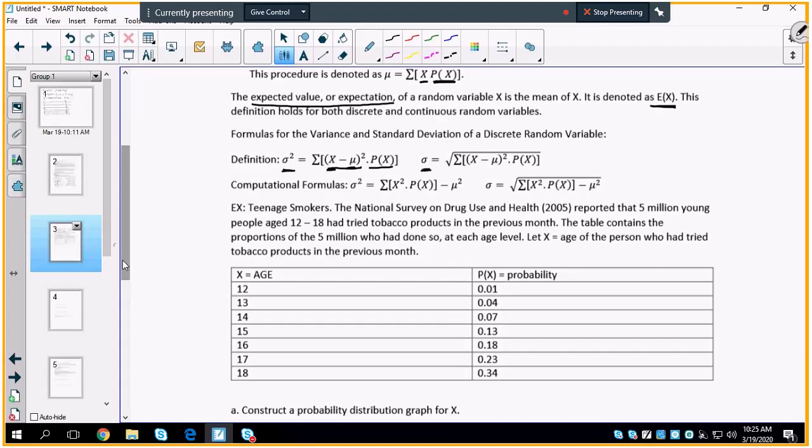But in practice, when you compute the standard deviation or the variance, you use a different formula. The computational formula, or in-practice usage formula, multiplies the square of the random variable value by the corresponding probability value. So for each row, square the random variable value and multiply by the corresponding probability. Then add all these products up and subtract the square of the expectation, or the mean. That is going to give you the variance. If you take the square root of the variance, you get the standard deviation.